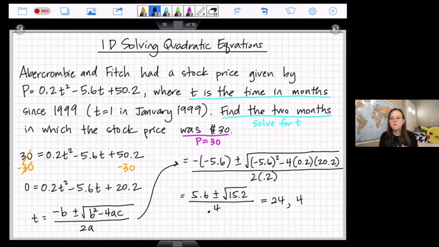So let's think about 4. T equals 1 meant January 1999. So January, February, March, April. So April 1999. Next up, 24. Let's think about those months. T equals 12 would have been December 1999. That would have been 12 months. And then 24 would then be December of the following year. So we'll say that 24 means December of 2000.